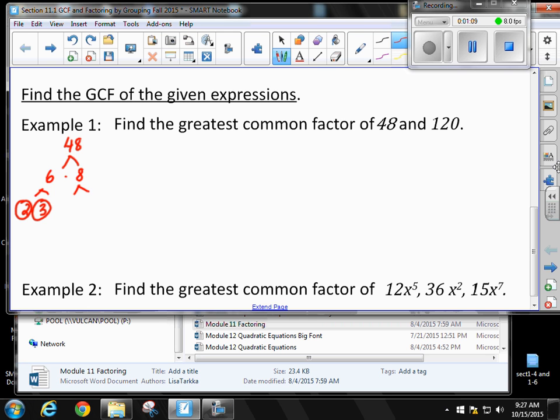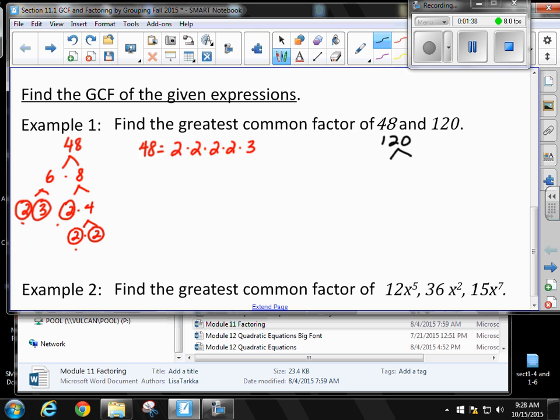8 can be factored. 2 times 4. 2 is prime, so I can stop there, but 4 I can factor into 2 times 2. So 48 is equal to, I have 1, 2, 3, 4 factors of 2. 2 times 2 times 2 times 2 times 3. And then I'm going to do the same thing for 120.